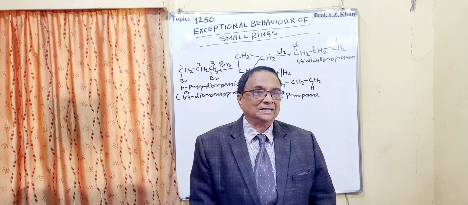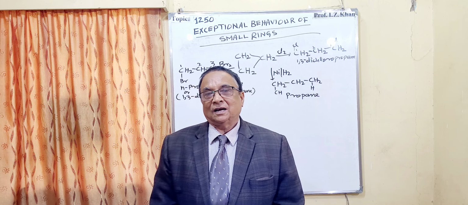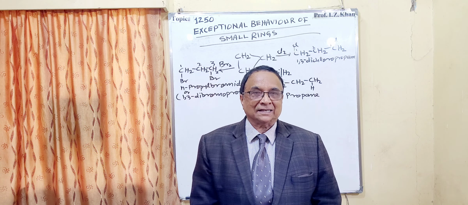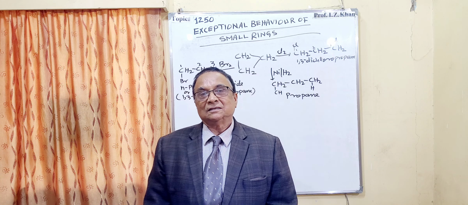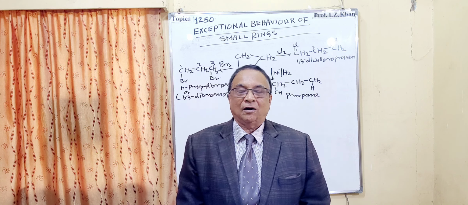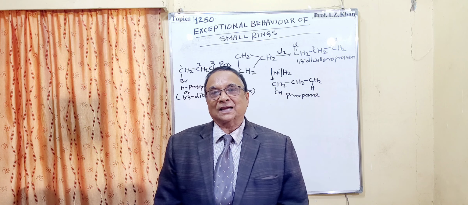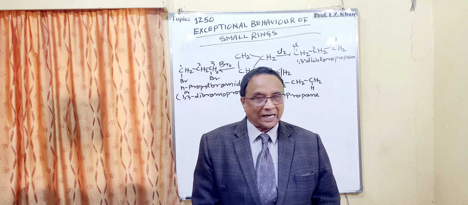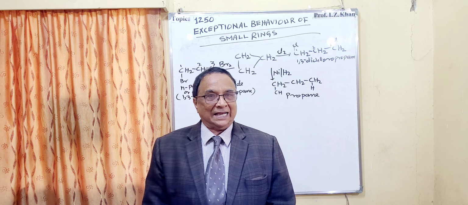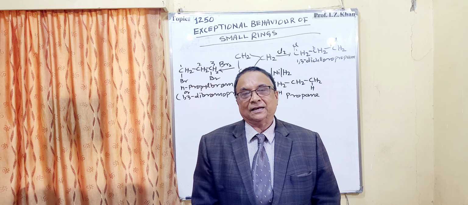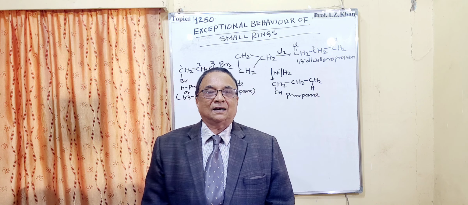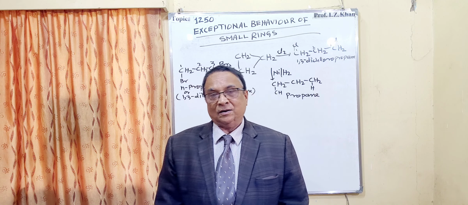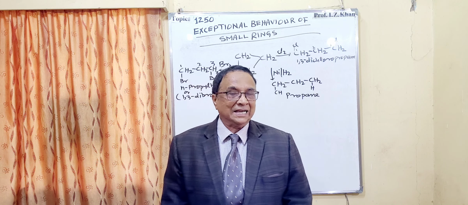When we are talking of alicyclic chemistry, we mean those compounds which are alicyclic, either in the form of small rings or medium size or large rings. So when we are talking of small rings, it goes up to cyclopropane and cyclobutane. And why we are saying exceptional behavior, the reason is that these small rings like cyclopropane and cyclobutane don't have any double bond. They are all having single bonds.